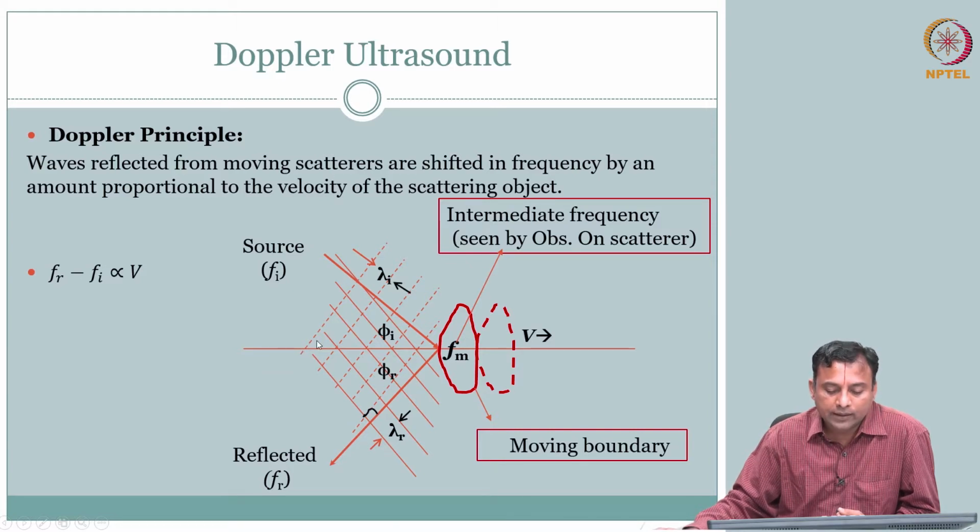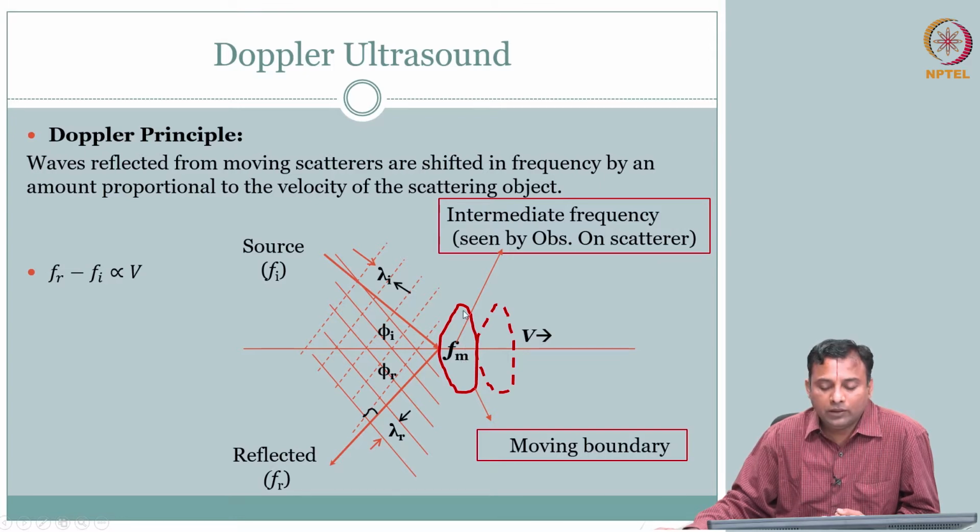Otherwise, you see that these are the plane wave fronts coming in, and the other one is the plane wave front that is coming back. So you're going to have reflection, right? You have an angle of incidence and an angle of reflection, and then you have the wavelength of the incoming source wave, and there is a wavelength with which these waves travel after getting reflected. What is new here is this Fm. This Fm is another frequency, which you call the intermediate frequency.